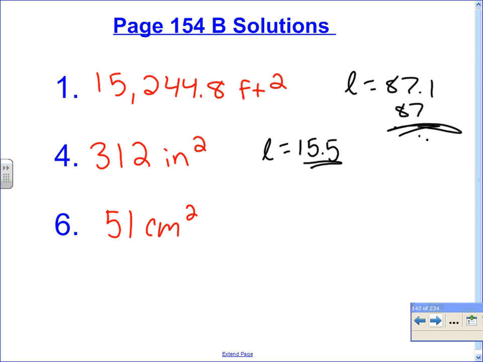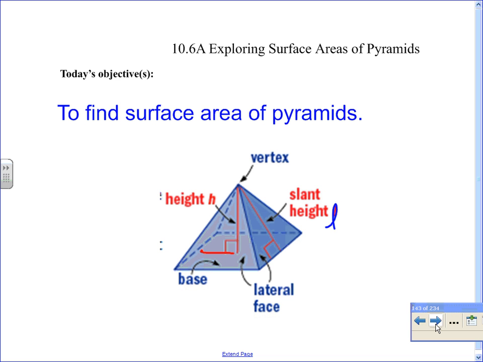All right, we're good? Okay, let's go back to our notes. And I want to go back to where we were yesterday in 10.6a. All I did was that one example with you, so I would like to start with example 2.